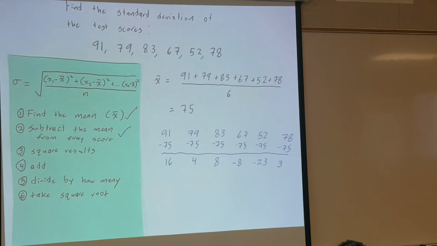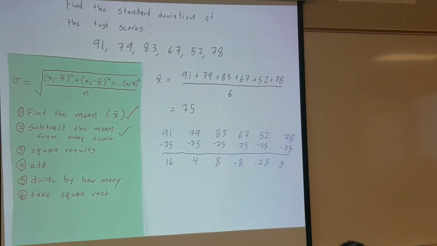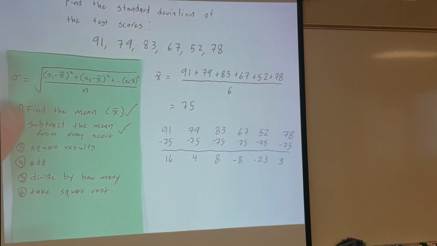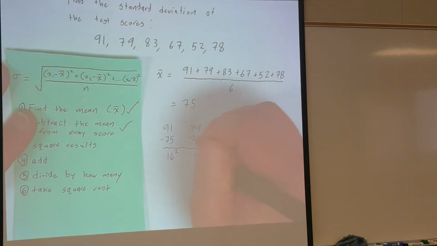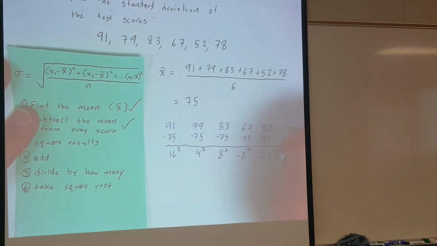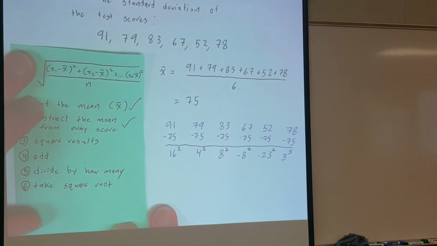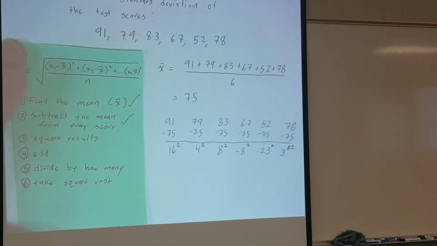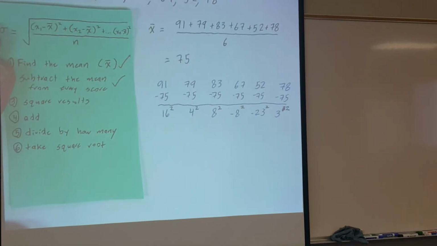We have completed step 2. Next thing they want me to do is square all the results. So the 16 we're going to square, the 4 we're going to square, the 8, the negative 8, the negative 23, and the 3. Oops. Make sure we square it, don't cube it. So let's see what happens next.